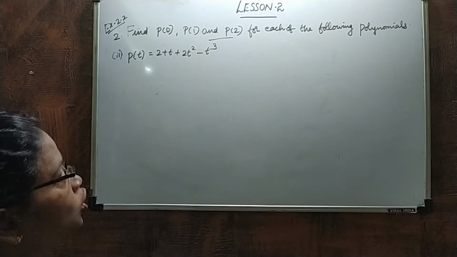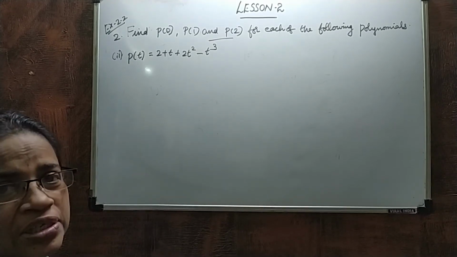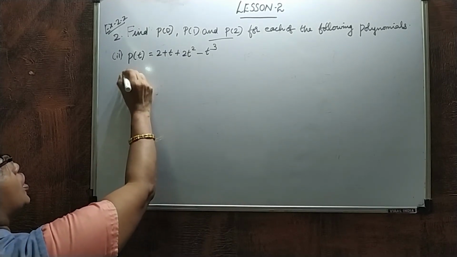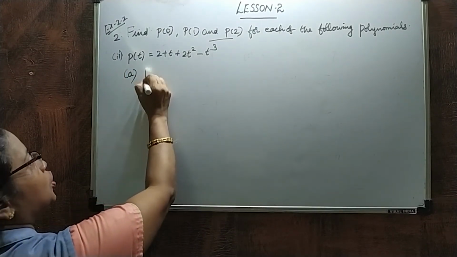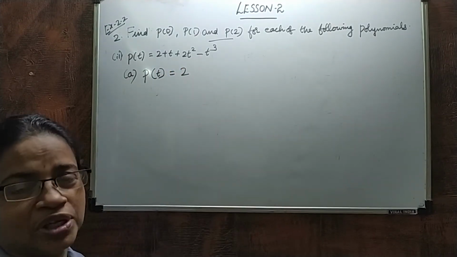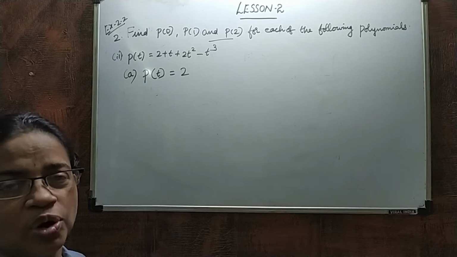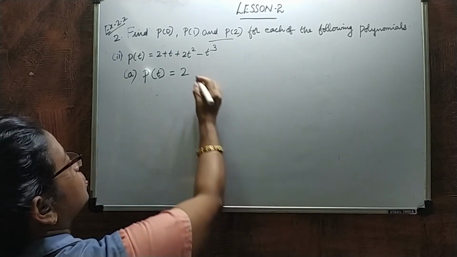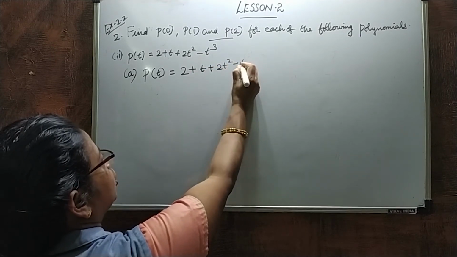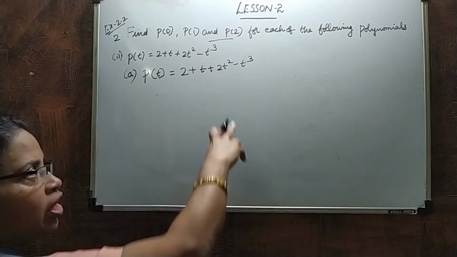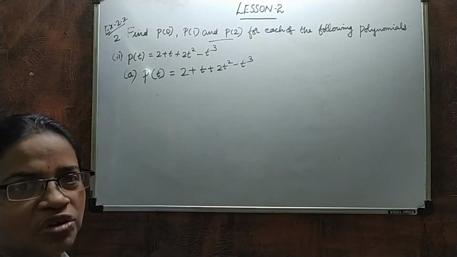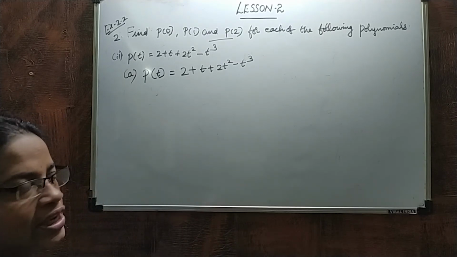P of t is equal to 2 plus t plus 2t square minus t cube. So, same thing. First, P of 0, you want to find out, A. When you are doing P of 0, first you have to write P of t. That means in that polynomial, the variable is only t. So 2 plus t plus 2t square minus t cube. Just look, they are not in order according to the degree, but no problem for that. Now you can find out the value just by substituting, and you will get the answer.